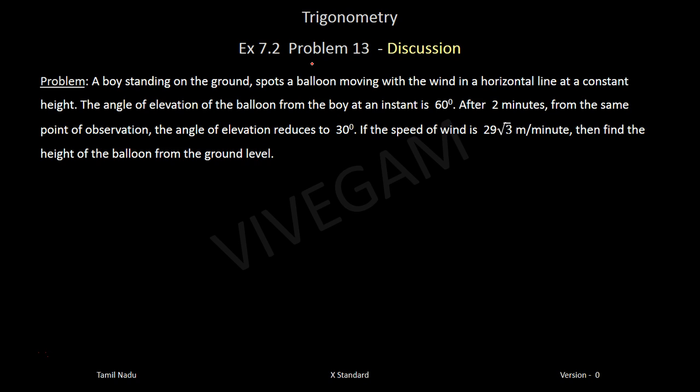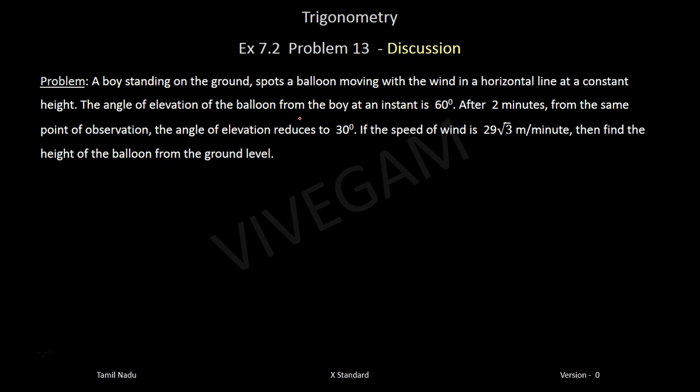Let's read the problem. A boy standing on the ground spots a balloon moving with the wind in a horizontal line at a constant height. The angle of elevation of the balloon from the boy at an instant is 60 degrees. After 2 minutes from the same point of observation, the angle of elevation reduces to 30 degrees. If the speed of wind is 29√3 meters per minute, then find the height of the balloon from the ground level.